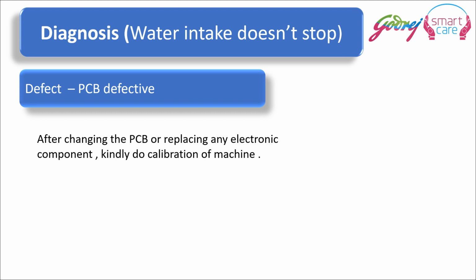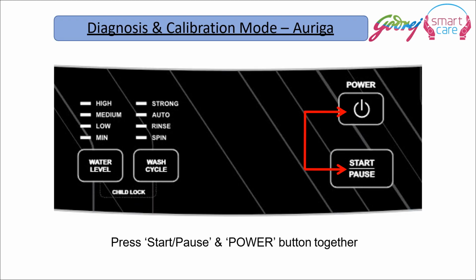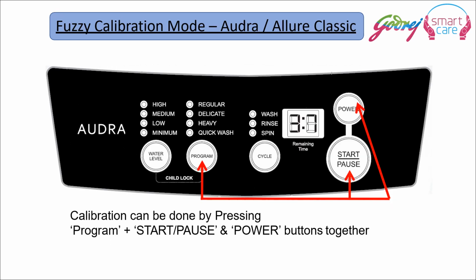In case of a defective PCB, after changing the PCB or replacing any electronic component, we have to do the calibration. In case of the Orega washing machine, we have to press the start and pause button and the power button together for diagnosis and calibration. For calibration in Odra and Allure washing machines, we have to press program start and pause and power button together.